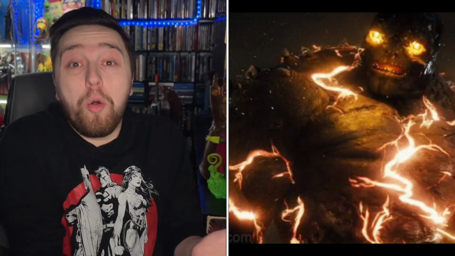At my number 19 is Doomsday. I'm actually in the minority where I go so far as to say I don't mind the interpretation of how they used Doomsday in Batman v Superman. I actually like the character design. Looks like an ugly-ass Ninja Turtle, but I don't mind it.